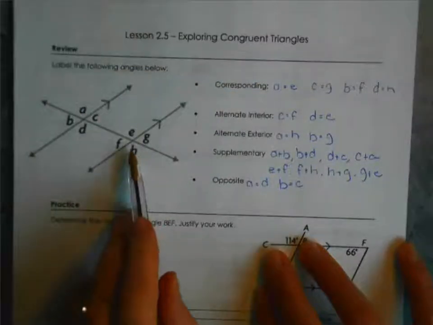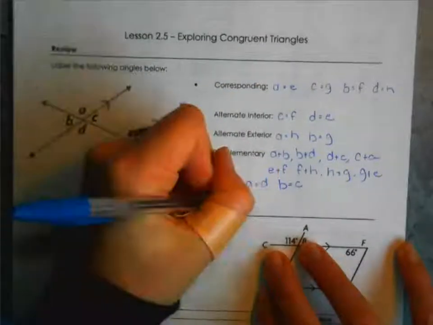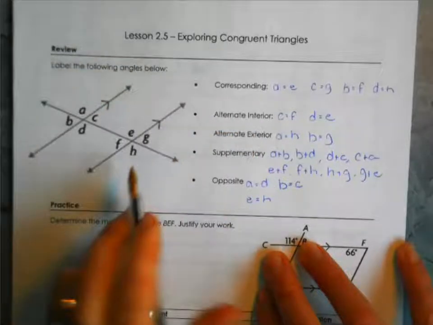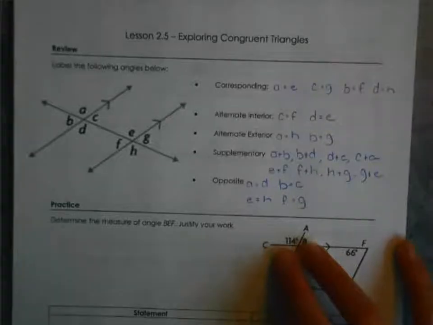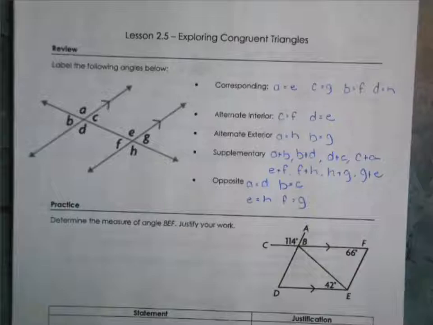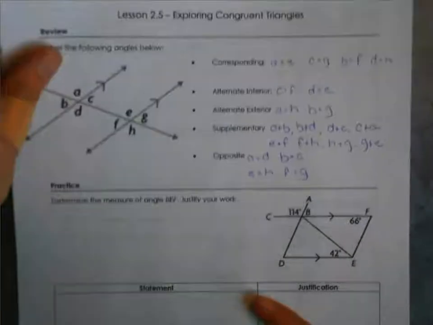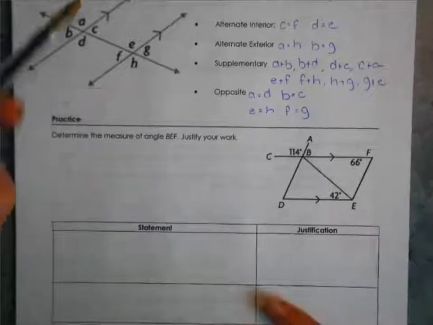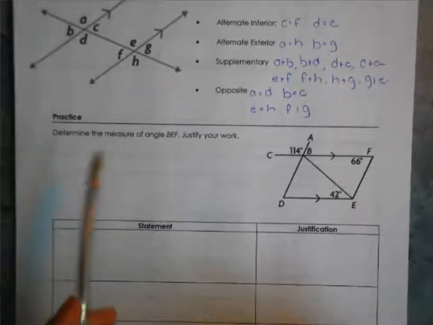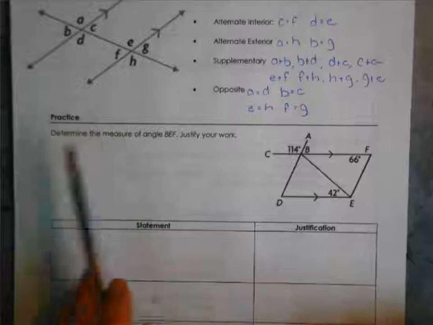On this side, we're going to have E is equal to H, and F is equal to G. Okay, so those are all of our different types of angles as a bit of a refresher. Now the other part is to review a little bit about polygons as well as a little bit about triangle properties, and that's going to help us move into what we're looking at today.